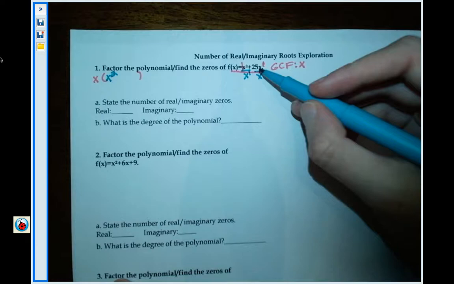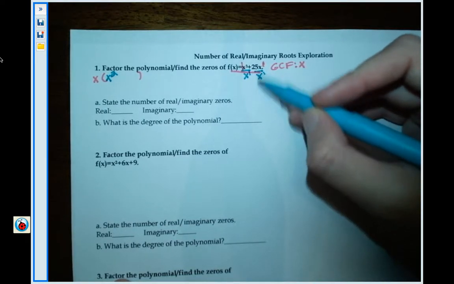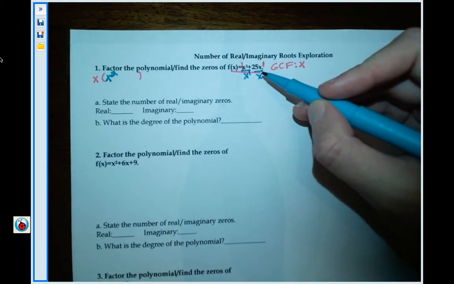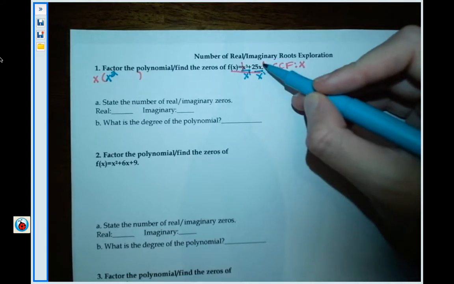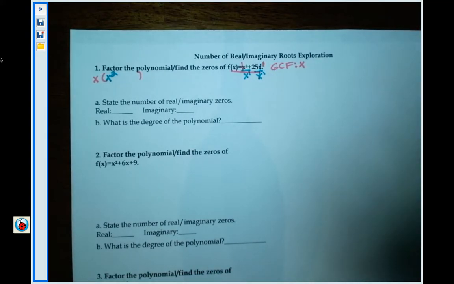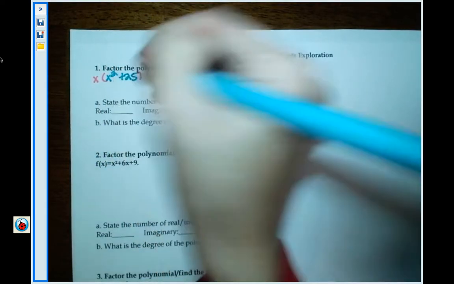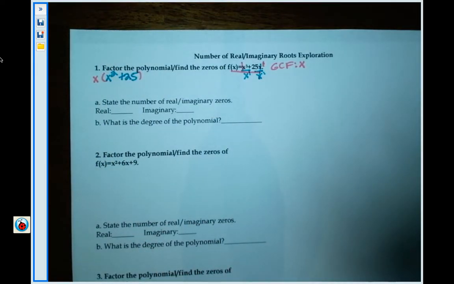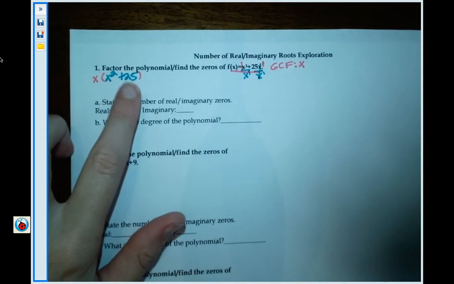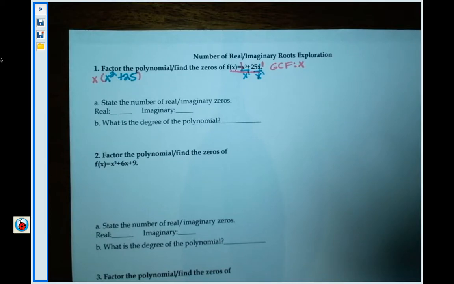And then 25, well 25 doesn't have anything to divide by, okay, so I'm just going to have a 25, and then my x will cancel out and turn to 1. So all I'm left with is a positive 25, you guys. So x squared plus 25. Okay, so now, since I have a number times a number, we're starting to get in factored form.